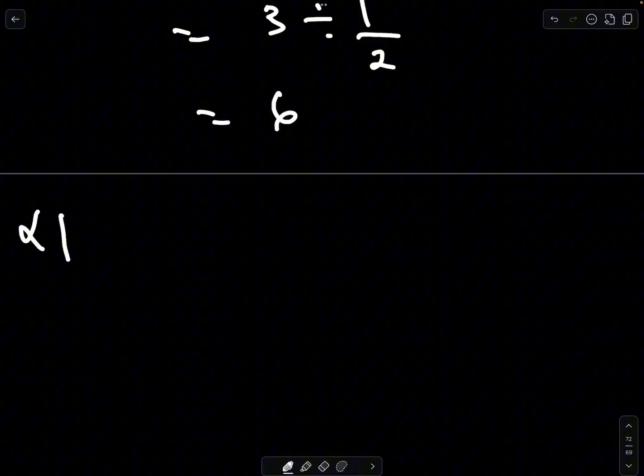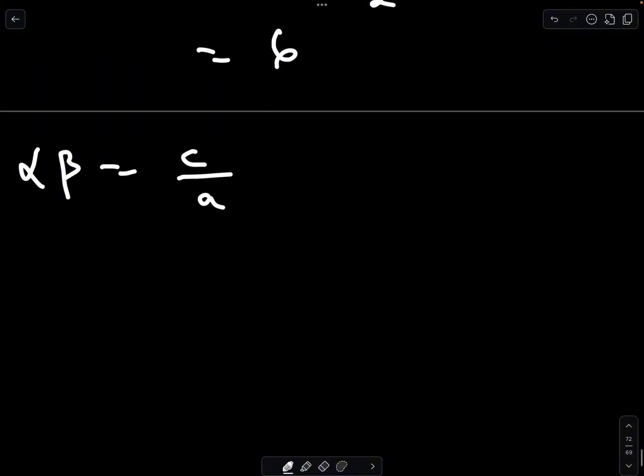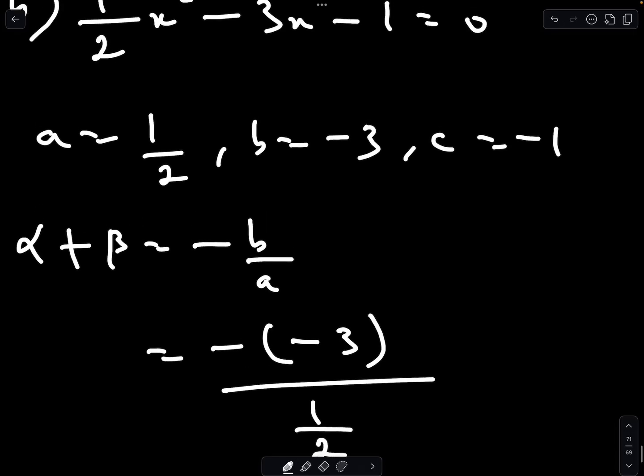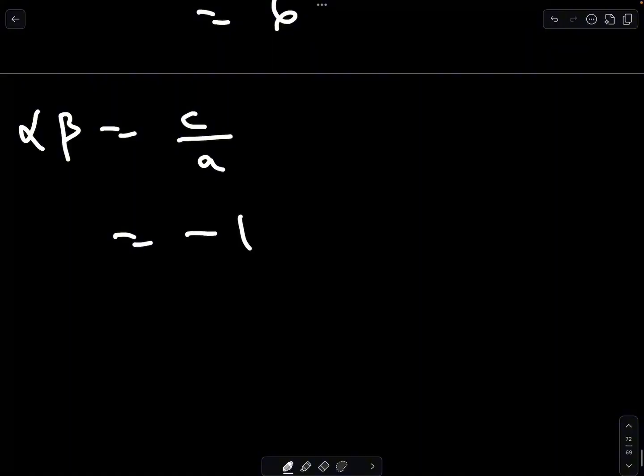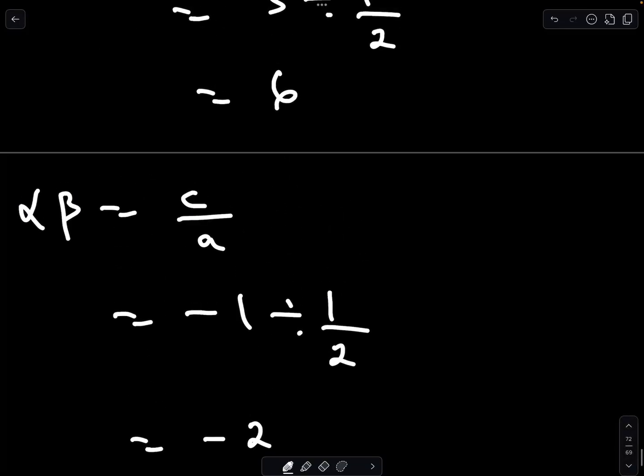And the product of roots is alpha beta, and that's given by c over a, where c is minus 1 and a is 1 over 2. That simply means minus 1 divided by 1 over 2, which is the same as minus 1 times 2 over 1, which is minus 2. And that's it. Very, very simple.